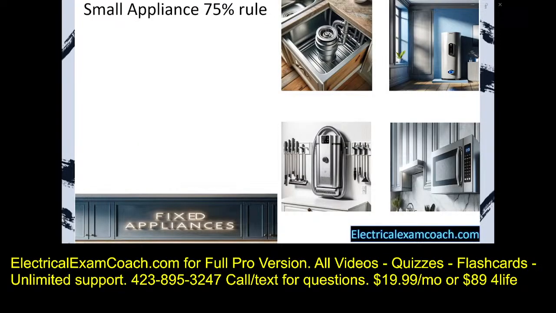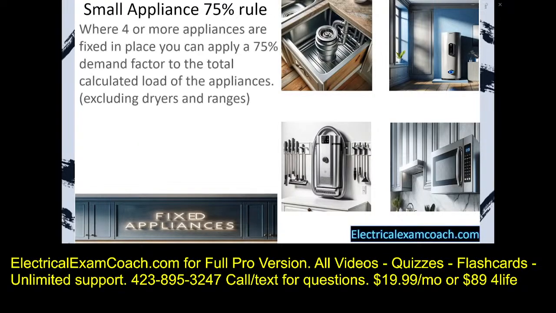The small appliance 75% rule works like this. Where 4 or more appliances are fixed in place, you can apply a 75% demand factor to the total calculated load of the appliances. I do want to note again that this excludes dryers and ranges. We're going to learn how to calculate those separately later in the program.